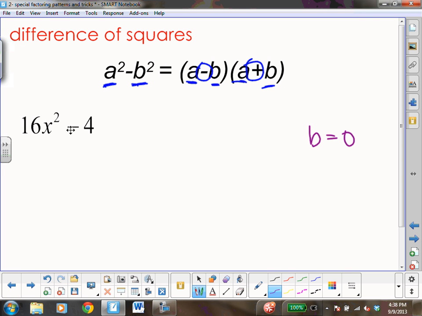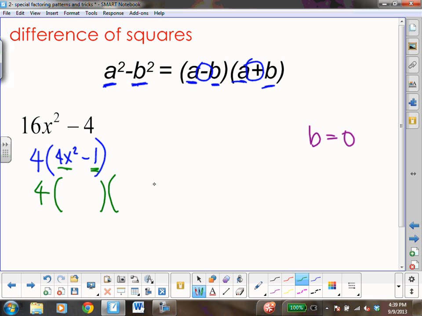So let's look here. The first thing I always ask myself is if I have a greatest common factor, and I do. The greatest common factor between these two terms would be 4. So if I factor a 4 out, I have 4x squared minus 1. Now, since I have two terms and they're subtracted, I wonder if I have the difference of squares. 4x squared is a perfect square, and so is 1. The 1 times 1 is 1. So I can automatically break this down.